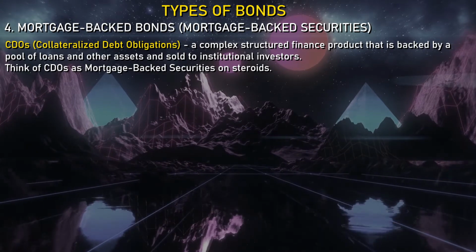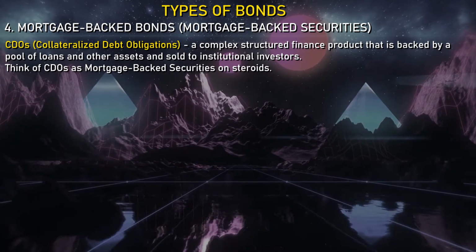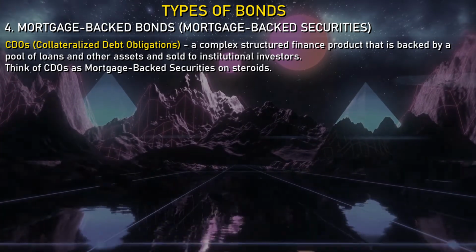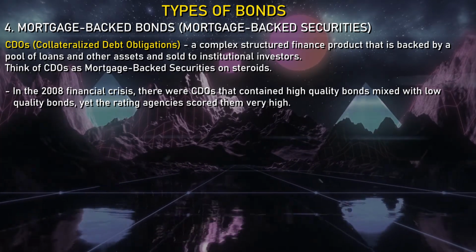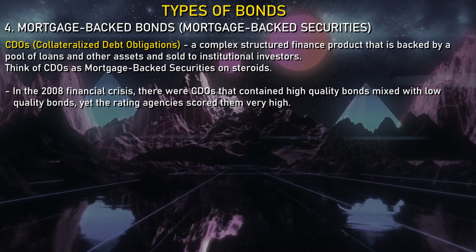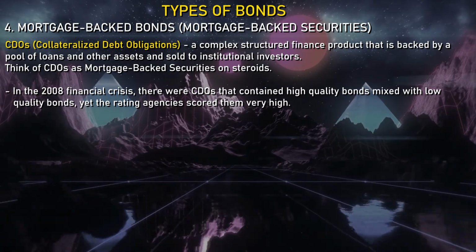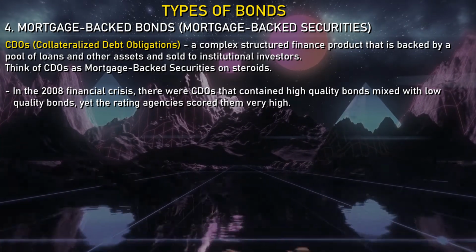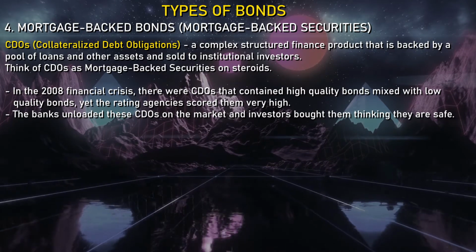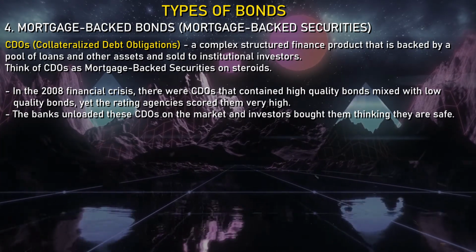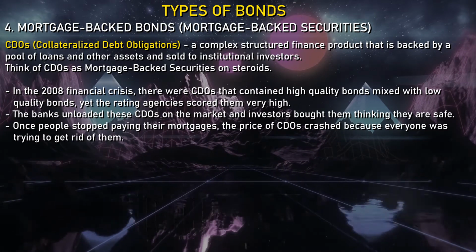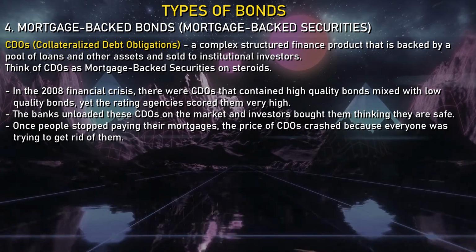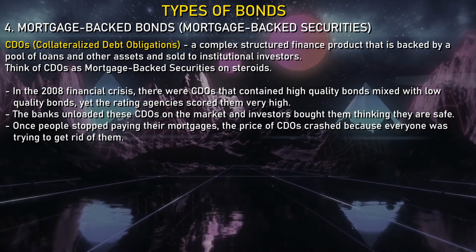Rating agencies give these CDOs a score depending on their risk. In the 2008 financial crisis, there were CDOs that contained high-quality bonds mixed with low-quality bonds, yet the rating agencies scored them very high. The banks unloaded these CDOs on the market, and investors bought them thinking they are safe. Once people stopped paying their mortgages, the price of CDOs crashed because everyone was trying to get rid of them.